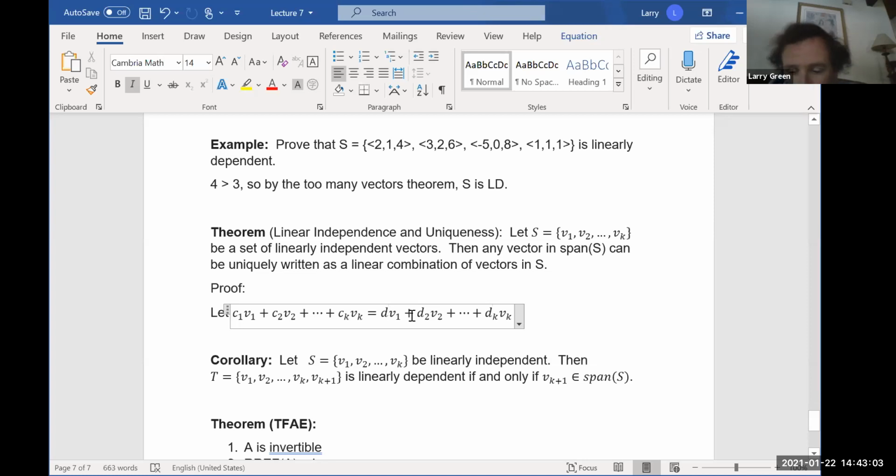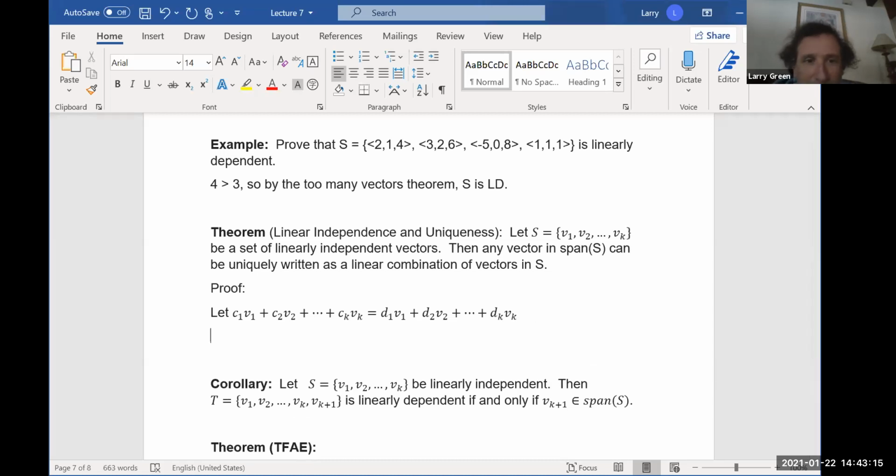I got to make that a 1. Oops. So I could do something very simple. The hint is I want to use linear independence. What do I want on the right-hand side if I want them to be linearly independent? 0. I want a 0.